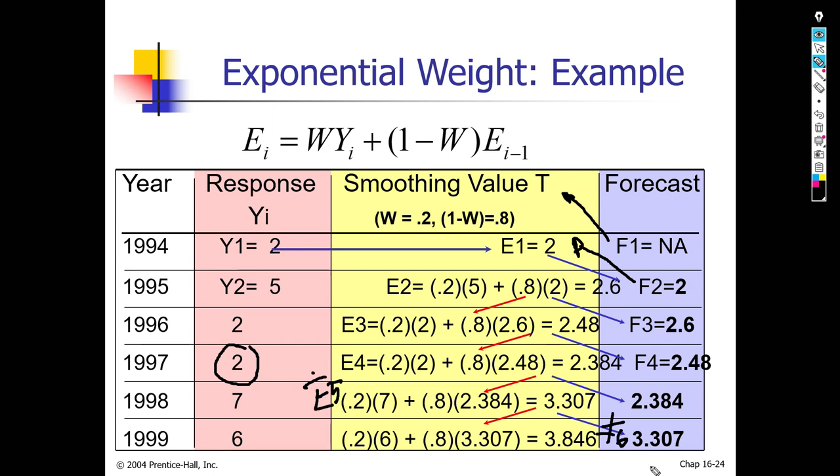Because we do not forecast on 2000, we just leave them here. Unless you want to forecast for the year 2000, we need to say your F7 here, forecasting for 2000 is equal to 3.846. This is your F7. So these are the methods of how to apply exponential smoothing in calculating the time value and to do forecasting.